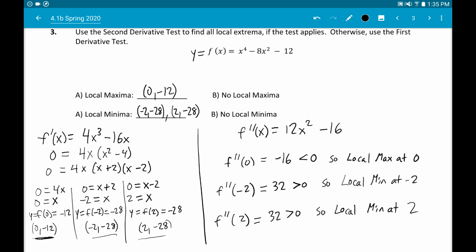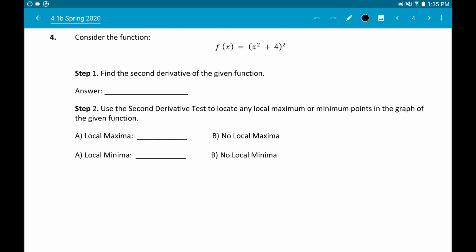Alright, these first three questions, the functions have all been in polynomial form. The last two questions, the function given is not written as a polynomial. So look at this one. It's x squared plus 4 all squared. Even though that's not technically written like a polynomial, we can multiply it out and write it as a polynomial.